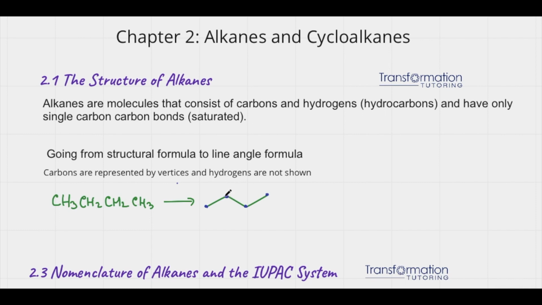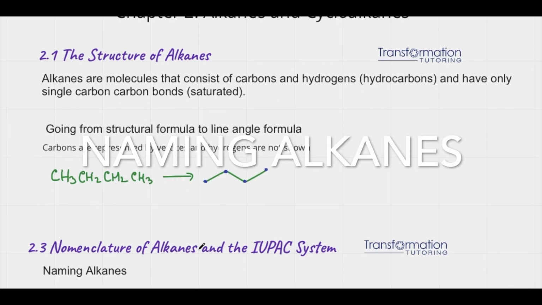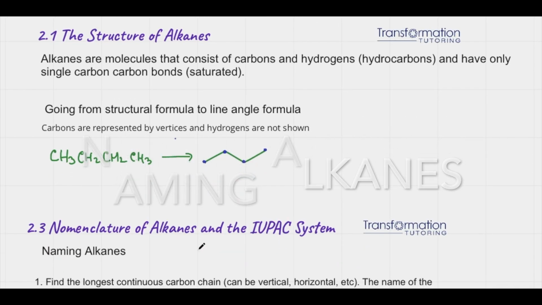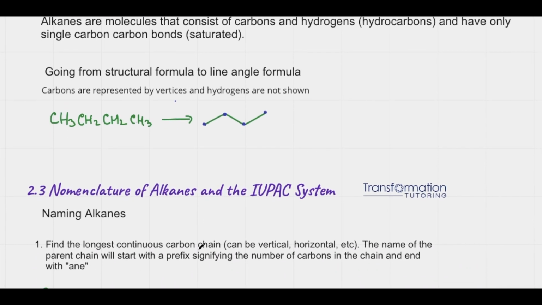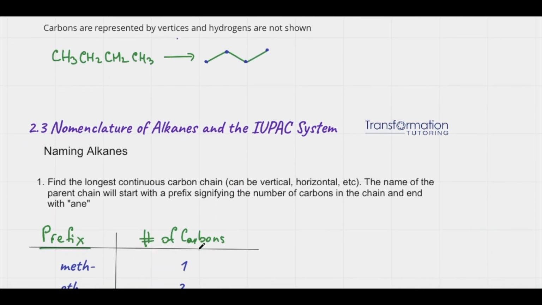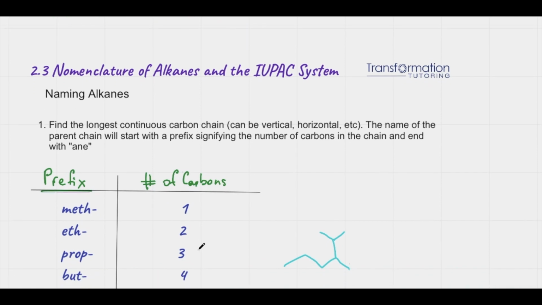So this molecule on the left, we see it has 4 carbons in a line, and on the right we see its line angle formula, where we see also 4 carbons drawn like a zigzag, and the hydrogens are not shown. Next, let's go ahead and learn the nomenclature of alkanes and the IUPAC system. Nomenclature means naming, so we're going to learn how to name alkanes.